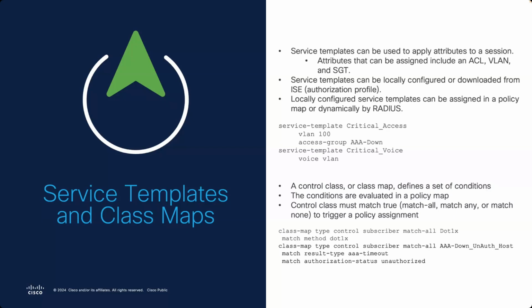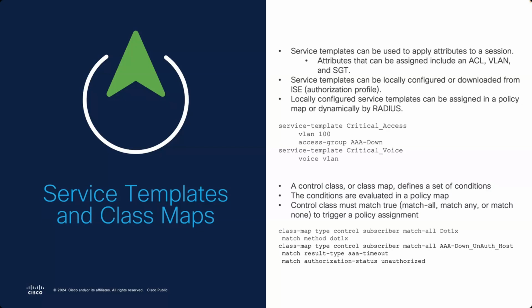Service templates also go along with control classes or class maps. And what these classes are, they're conditions that you put into a policy map that have to be true. So if you have like this class map at the bottom where I have AAA-down-unauth-host, if we call that in a policy map, it's going to try to match on AAA has timed out, so we could receive no response from ISE. So we'll say the WAN connection's gone down. And the current authorization status of that session is unauthorized.